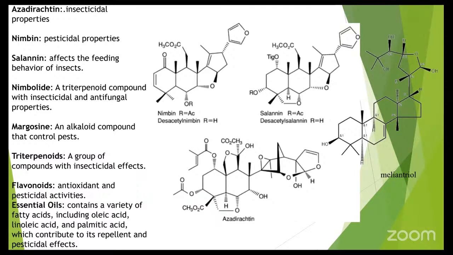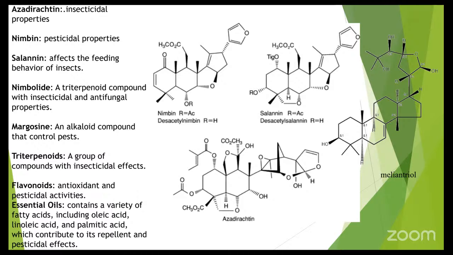So azadirachtin has insecticidal properties, whereas nimbin has pesticidal properties, and salannin affects the feeding behavior of insects. Nimbolide is a triterpenoid compound with insecticidal and antifungal properties. Margosine is an alkaloid compound which controls pests, and triterpenoids are a group of compounds with insecticidal effects. There are also flavonoids present in the neem which act as antioxidants with pesticidal activity. And coming to the essential oils, neem oil contains a variety of fatty acids including oleic acid, linoleic acid, and palmitic acid, which contribute to its repellent and pesticidal effects.